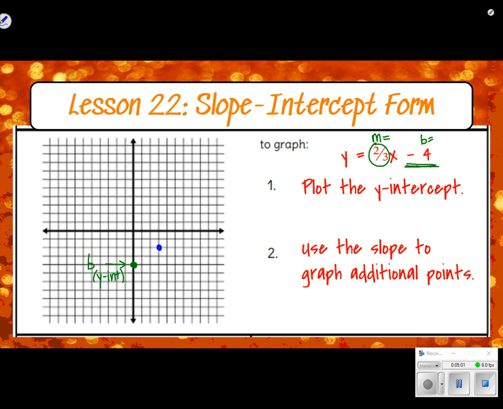And this is not what I want you to do. I want you to graph to the best of your ability. So we're going to keep going up 2, right 3, up 2, right 3, until we run out of room on our graph paper. We're going to go down 2, left 3, down 2, left 3, down 2, left 3. We're going to go all the way across the coordinate plane.